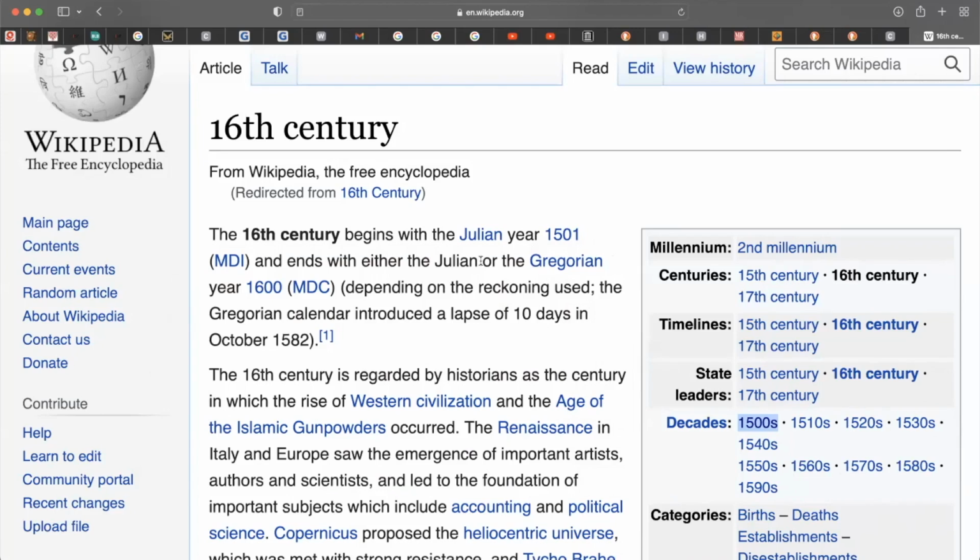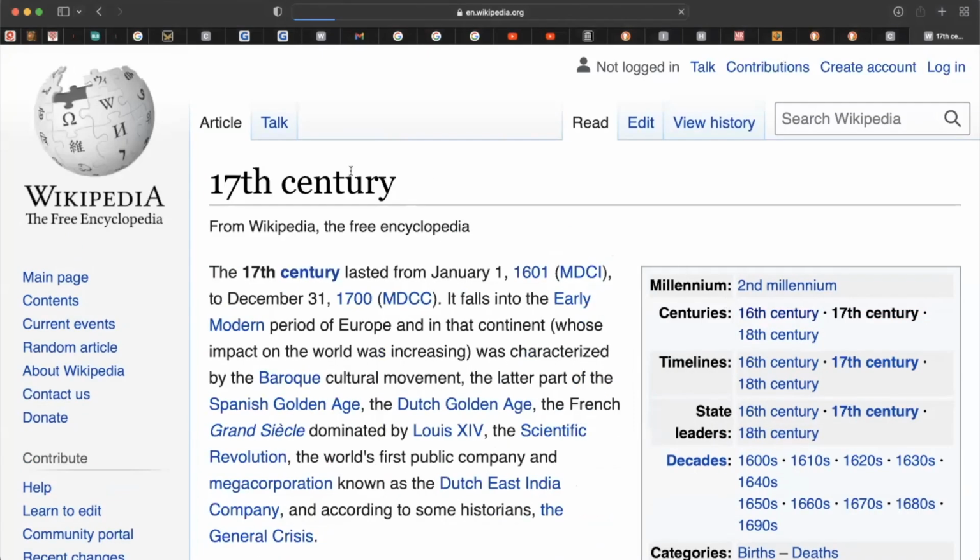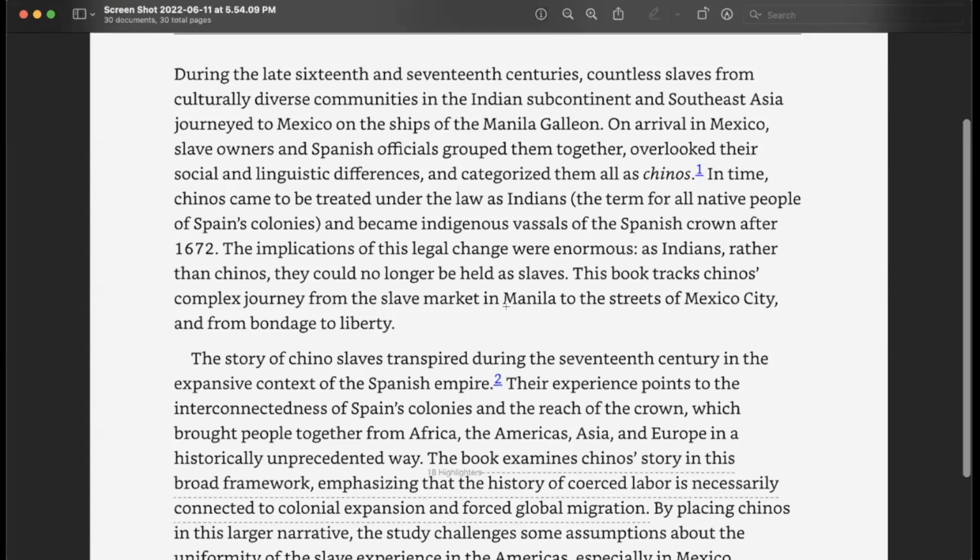Who was the Spanish and the Portuguese in the 1500s? Remember from the past videos. So then we go to the 17th century, and that starts when? 1601. So that's the 1600s. All right, let's go back to the book. Again, during the late 16th century, so that's the late 1500s, and the 17th centuries, right? The 1600s. So all this is before the 1700s. This is still in the 1600s and 1500s, right?